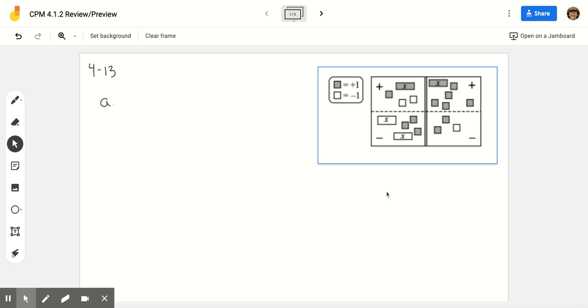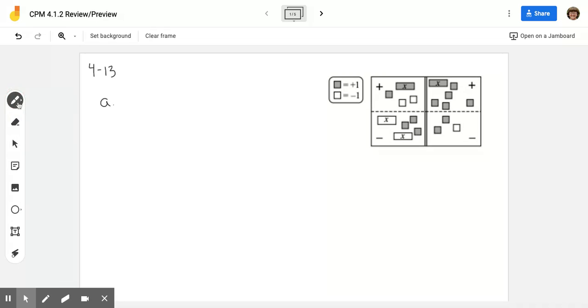These are the review preview problems on page 145 that go with problem 4.1.2. First problem, 4.1.3, asks you to record this as an equation and simplify. I'm going to start by doing some simplifying on the tile mat.